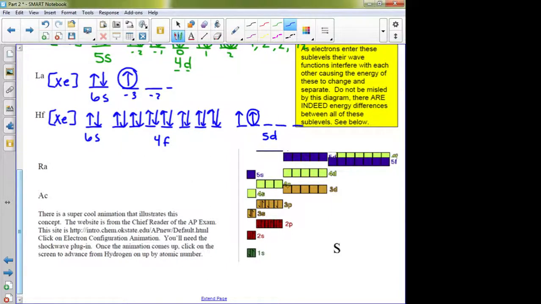What's N equal to here? 5, right there. What's L equal to? 2, because it's D. What's M equal to? -1. And what is S equal to? I got that.